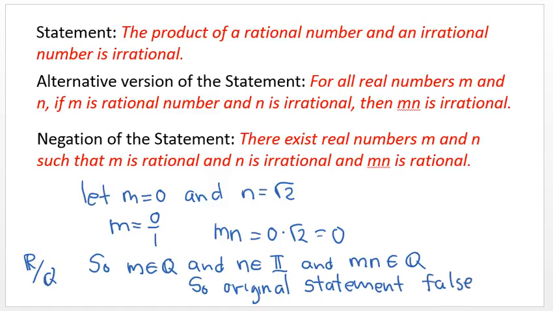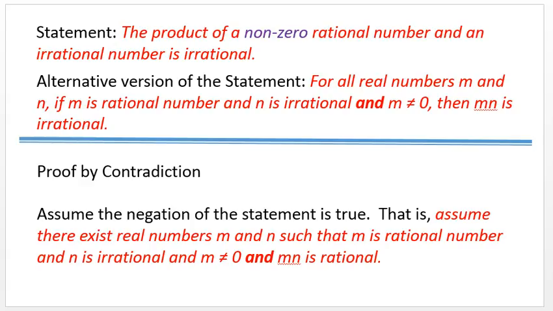Okay, now there's something about this statement. Well, 0 is the counterexample. What if we take 0 away? So I'd like to consider this next statement. The next statement says that the product of a non-zero rational number and an irrational number is irrational. So it's very similar to the statement we just proved was false, only now we've added that condition. The rational cannot be 0.